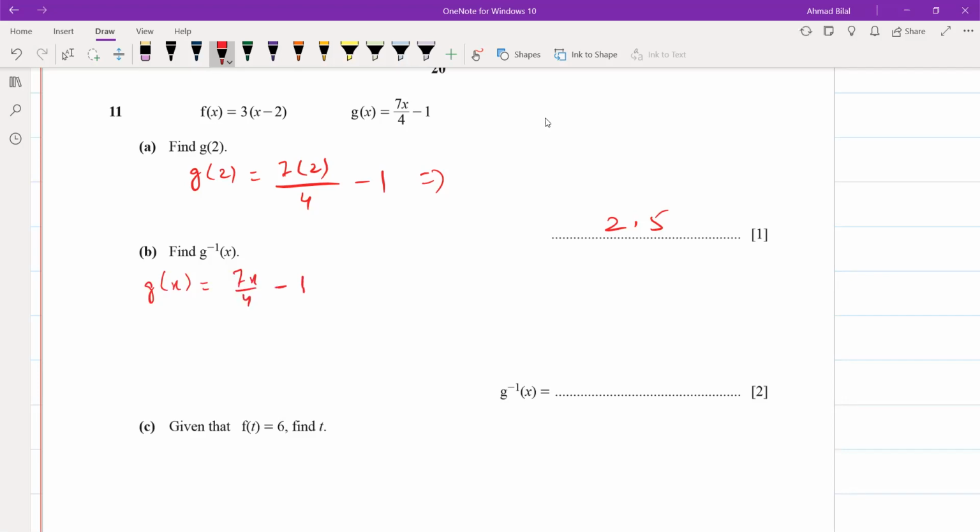पहले स्टेप में आप फंक्शन को y से रिप्लेस कर देते हो, y is equal to 7x over 4 minus 1, x को सब्जेक्ट बनाना है अब आपको, so we get 7x over 4 equals y plus 1. Now we get 7x equals 4 into y plus 1 and x equals 4y plus 4 divided by 7.